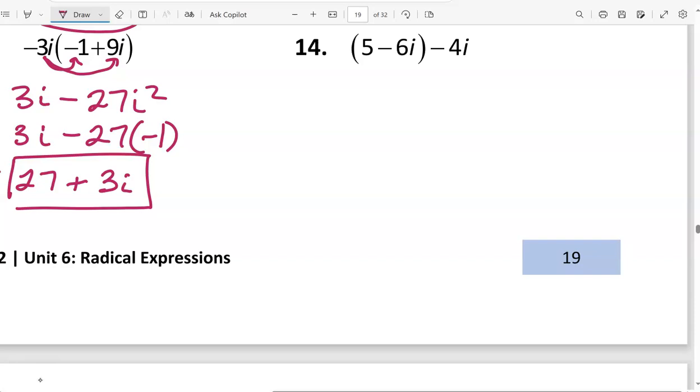In 14, we are subtracting, and when we're subtracting a single term, all we really need to do is combine like terms. So 5 minus 6i minus 4i is 5 minus 10i.